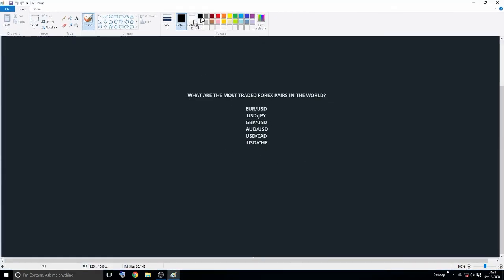Then, what are the most traded pairs in the world? The most traded pairs in this industry: number one, EUR USD. This pair is most traded, followed by USD JPY, GBP USD, AUD USD, USD CAD, USD CHF.